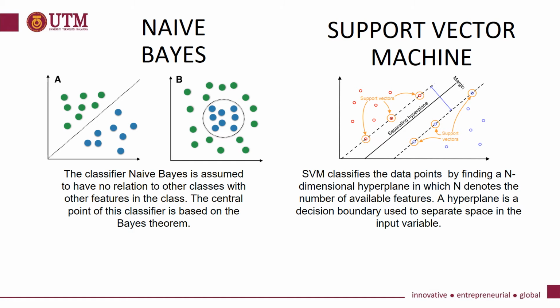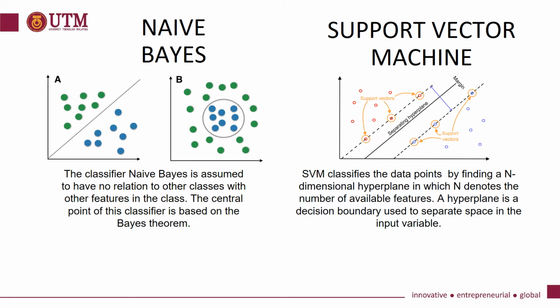Lastly, it is support vector machine, which classifies the data points by finding an n-dimensional hyperplane, where n denotes the number of available features. A hyperplane is a decision boundary used to separate space in the input variable. SVM can exist in two categories such as nonlinear SVM and linear SVM. Nonlinear SVM is used for datasets that cannot be categorized using a straight line, while linear SVM is used for data that can be separated linearly.